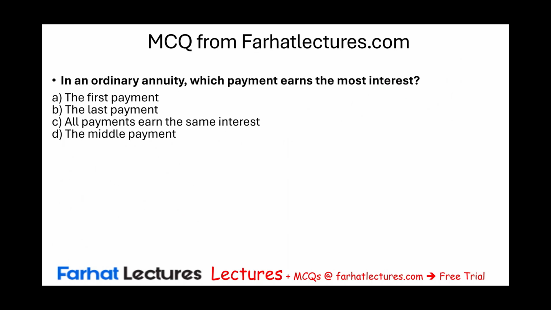Let's take a look at this multiple choice question from Farhat Lectures. In an ordinary annuity, which payment earns the most interest? What is an ordinary annuity? Ordinary annuity is when the first payment is made 1 period from now. So this is 0 today, 1, 2, 3, 4. The first one is made here. The first payment or the first receipt is made here. You're investing the first payment.